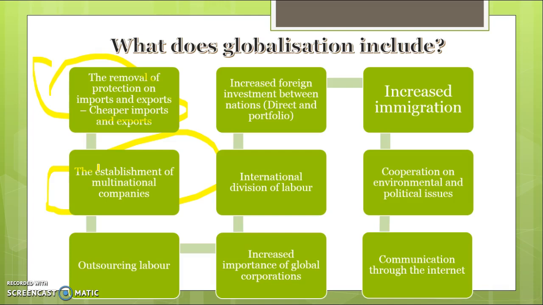It also includes cooperation on environmental issues. So the Kyoto Protocol is an example of globalisation, working together to try and solve environmental issues. Outsourcing of labour, which we talked about. Increased importance of global corporations, so corporations operating all around the world. And it also just includes basic things like buying goods on the internet from overseas, communication through the internet, the use of Skype to talk to people around the world, and just having relationships with people all around the world.